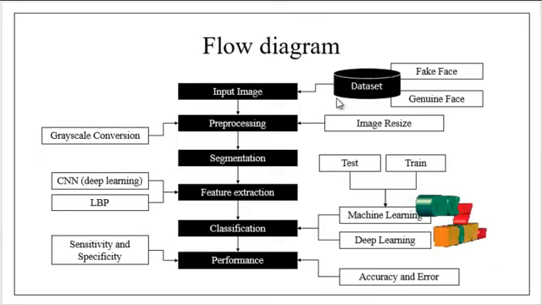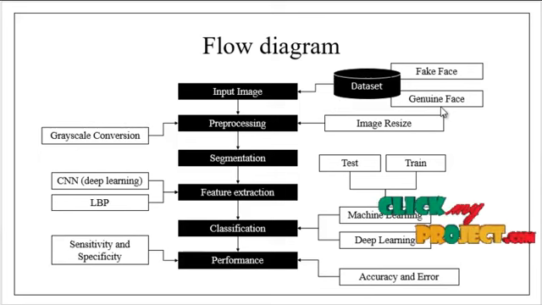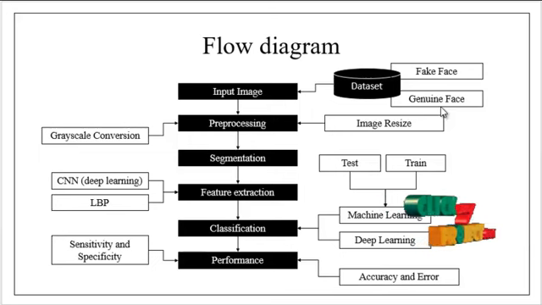The dataset consists of both fake faces as well as genuine faces. The user has to select any one image from the dataset. After the selection of the image from the dataset, the pre-processing will be carried out. In this pre-processing, the image will undergo two kinds of pre-processing. One is the image resize, and the other one is the grayscale conversion.